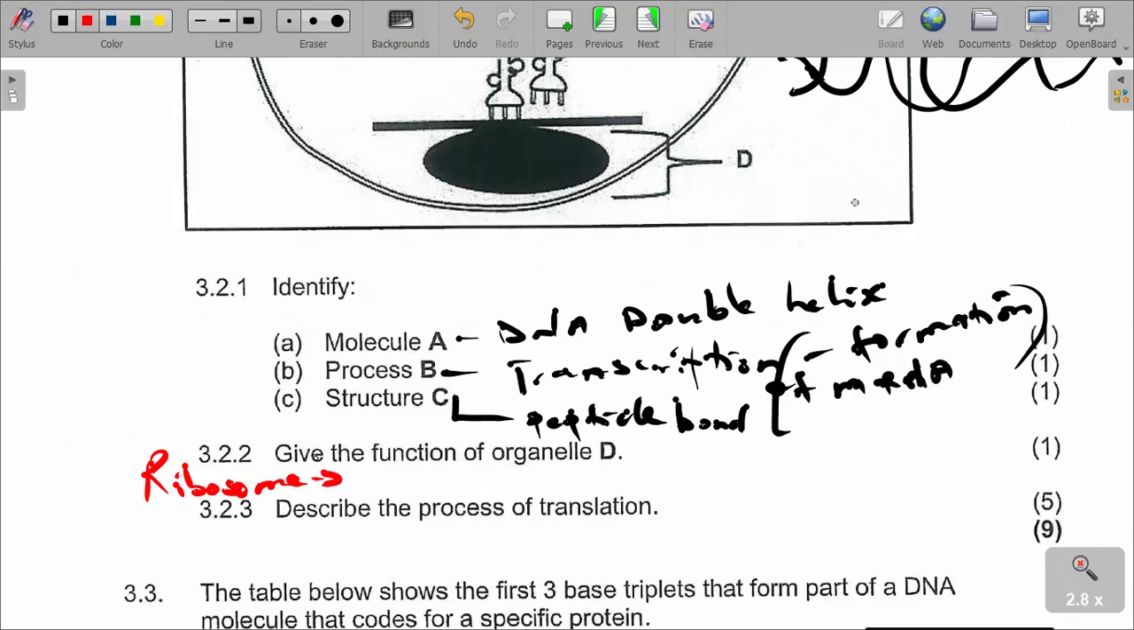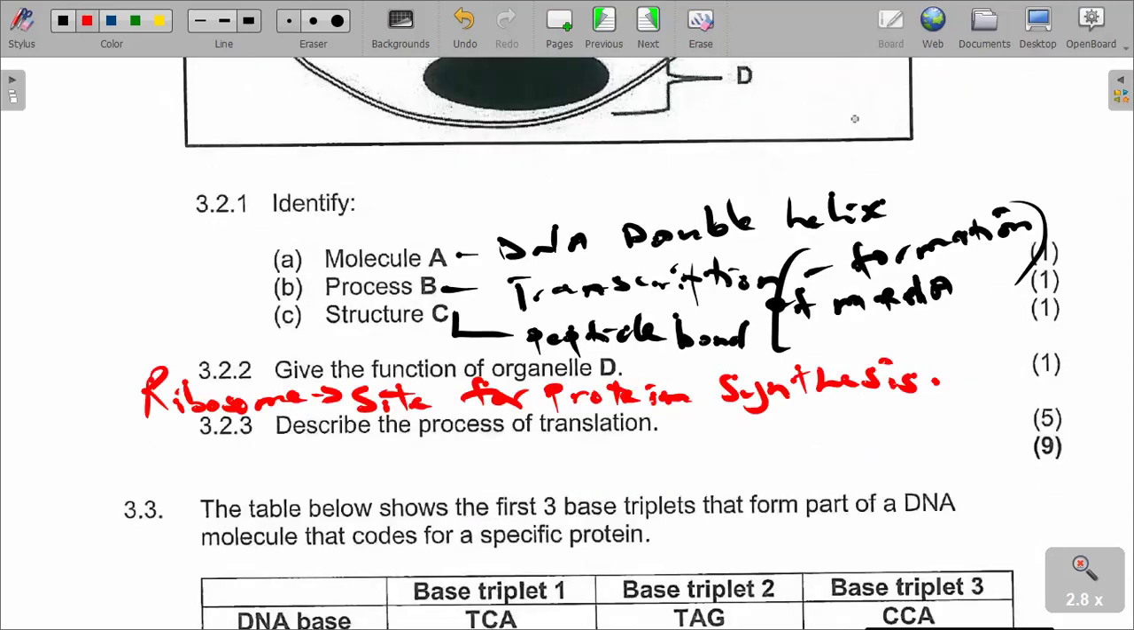It is a site of translation, a site for protein synthesis. Protein formation takes place on what? On structure D. That is where the reading of the mRNA base sequence occurs, and then it assembles the amino acids into polypeptide chains, which we say are the proteins. Then describe the process of translation.